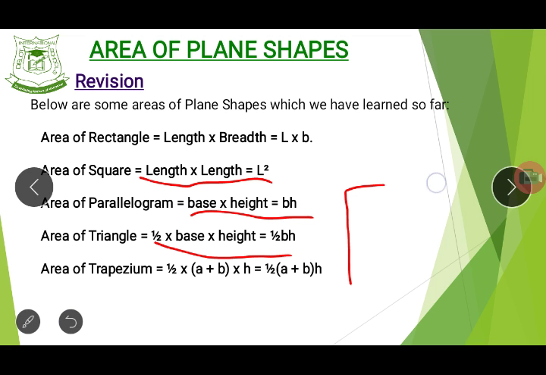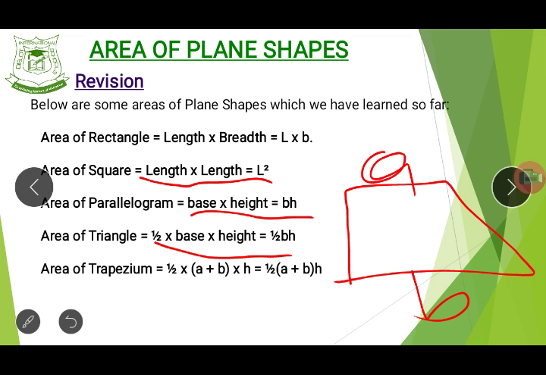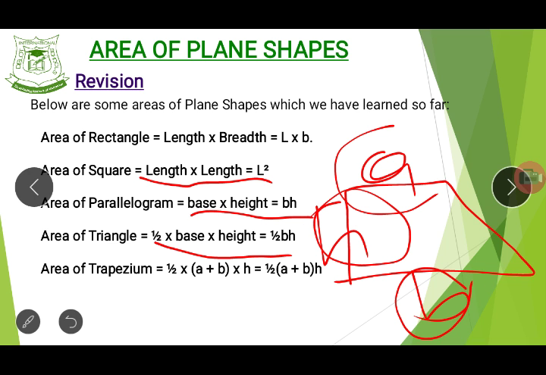Looks something like this. So this is your A, this is your B, right? And this is your height, right? So 1 over 2 times the A plus B times the height is what we found our area of the trapezium to be. All right, and those were the things we've covered so far.